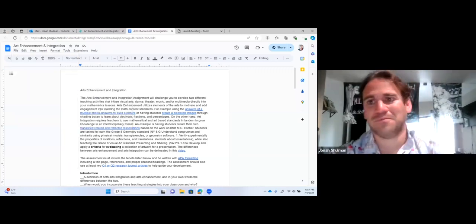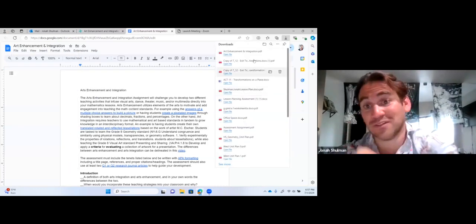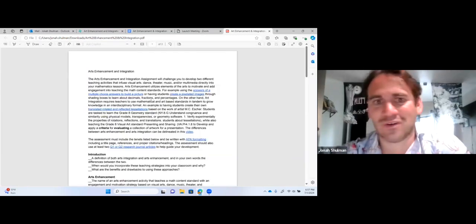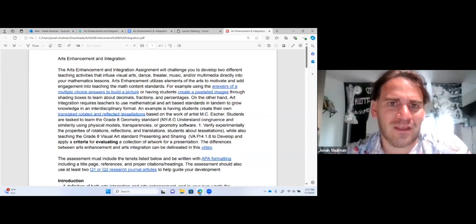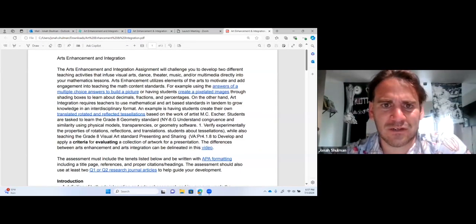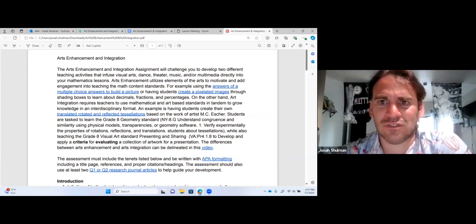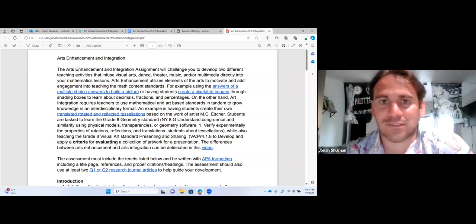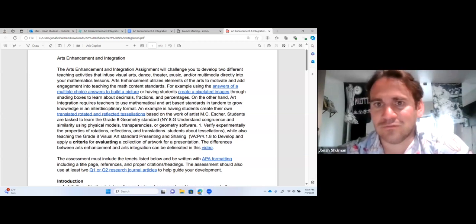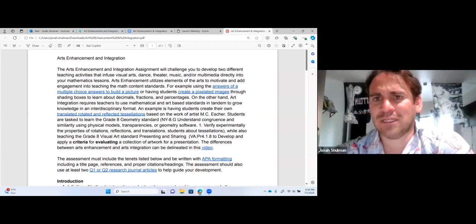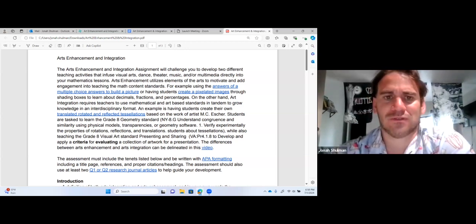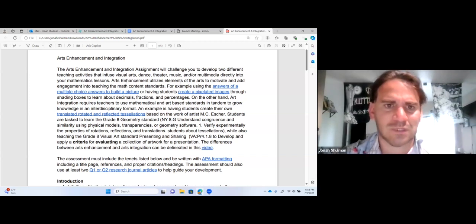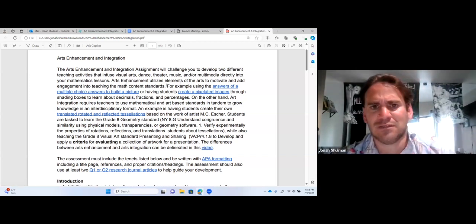So here we go. Art integrate. What's the difference, right? What's the difference between these two? What is art enhancement? What is art integration? So here we go. So art enhancement and integration assignment will challenge you to develop two different teaching activities that infuse visual arts, dance, theater, music, and or multimedia directly into your mathematics lessons. Art enhancement utilizes elements of the arts to motivate and add engagement into teaching content standards.